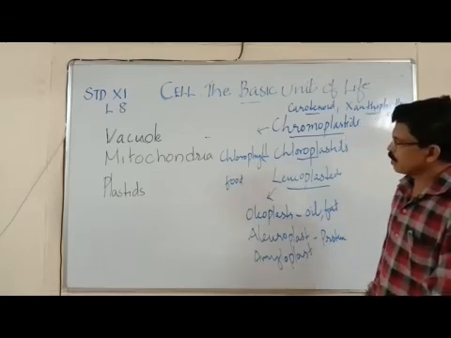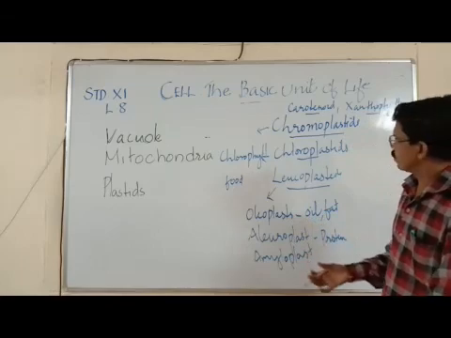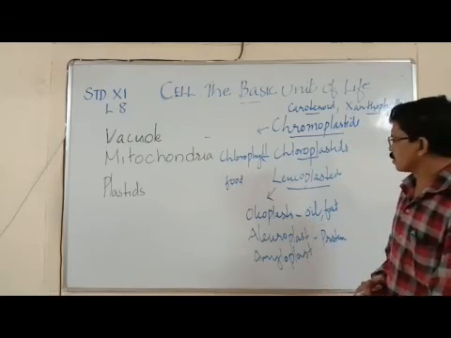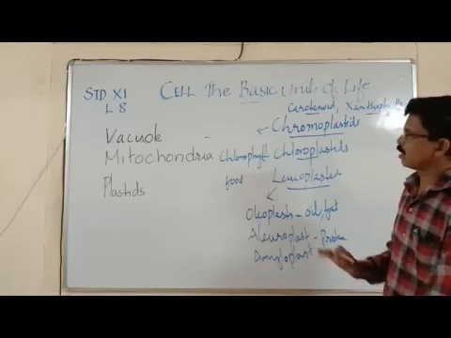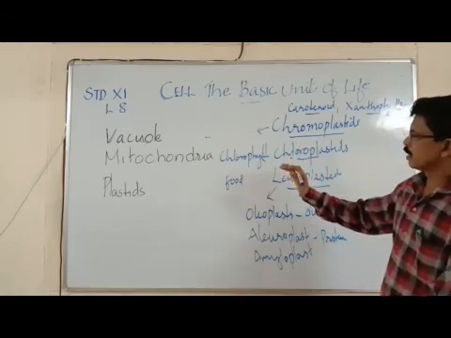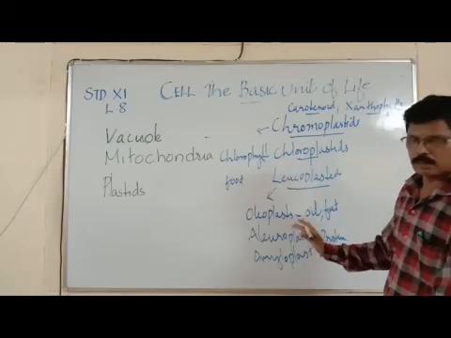Right? That's all about the plastids, and in the next section we will be discussing in detail about the chloroplast. So, I hope you understood it. It is very simple and basic. Vacuole, then mitochondria, then plastids. Okay? Thank you.